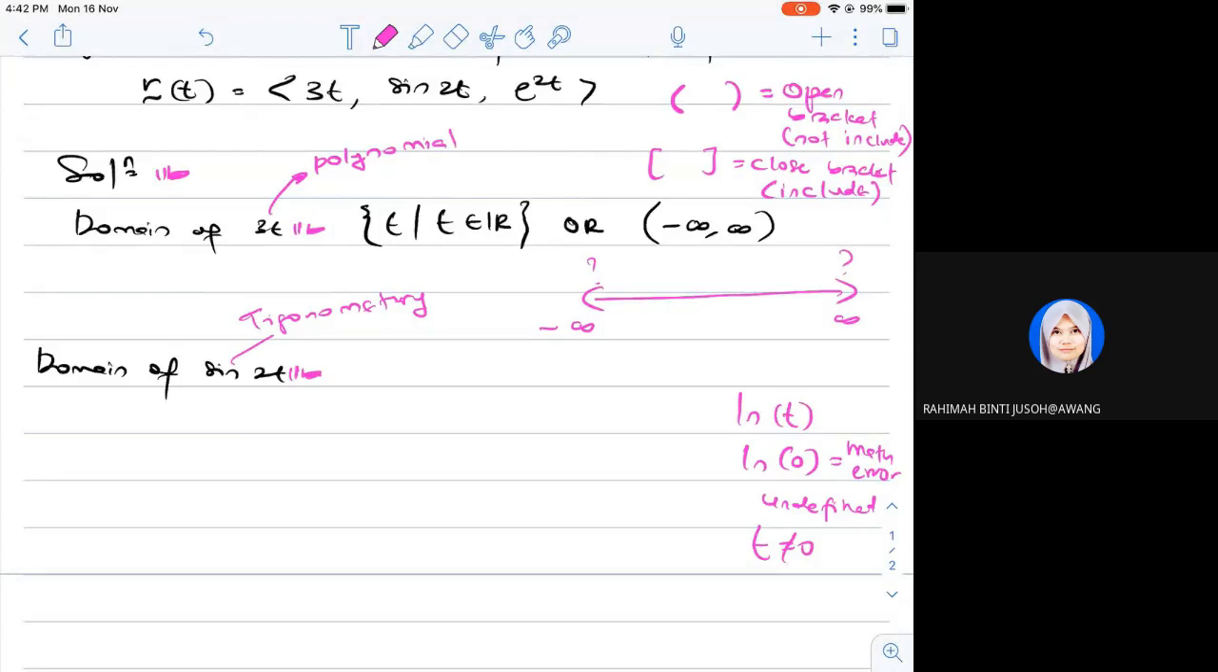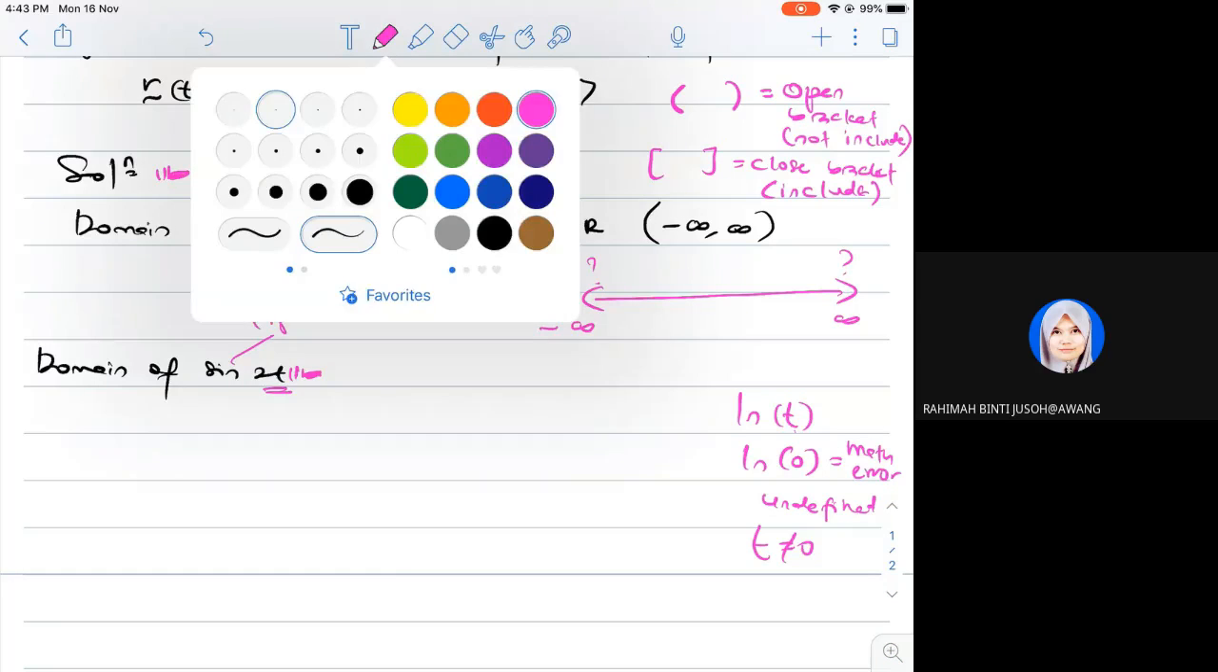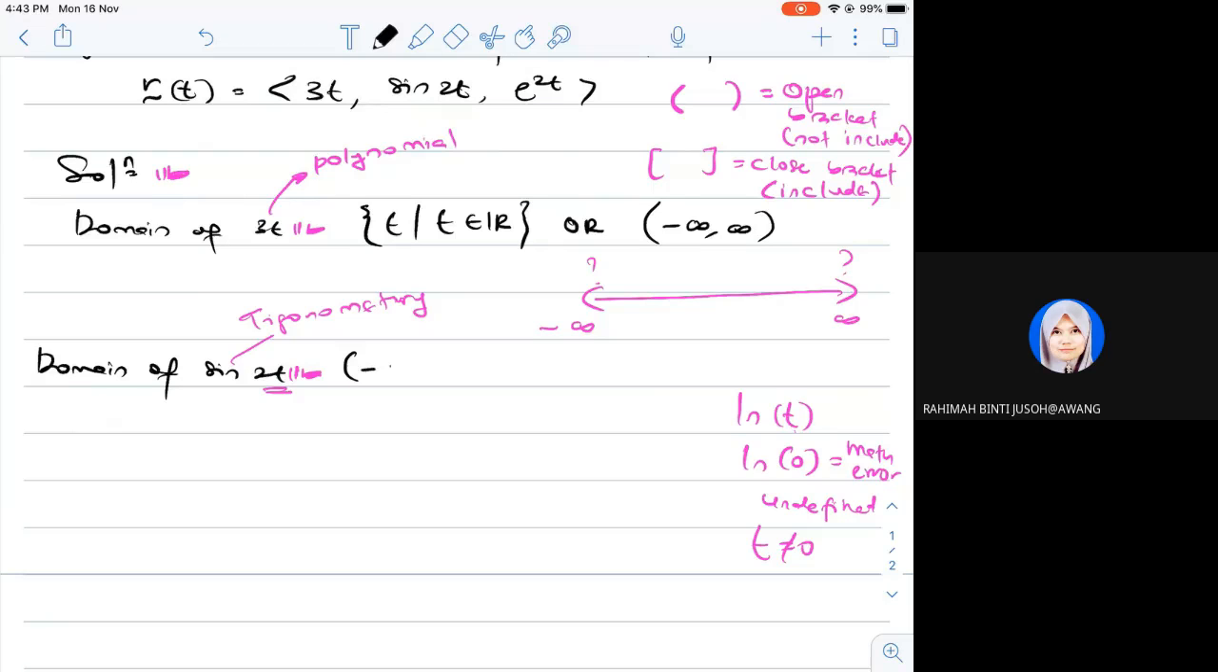However, for sine 2t, we can plug in any values here. All values of t are valid for a trigonometric function. No restriction at all. But for ln, if t equals 0, it's not allowed. That's the restriction I mean: if we put in the value t equals 0, ln becomes invalid. So that is the restriction for the domain of ln. But for trigonometric functions, all values of t are valid. So the domain of sine 2t must be from negative infinity up to infinity. There is no restriction at all.